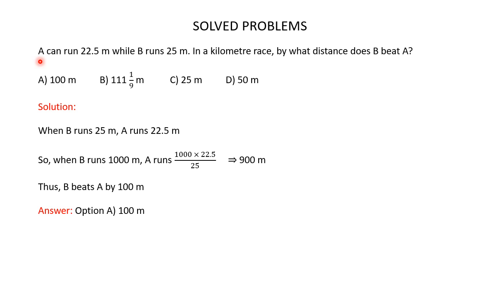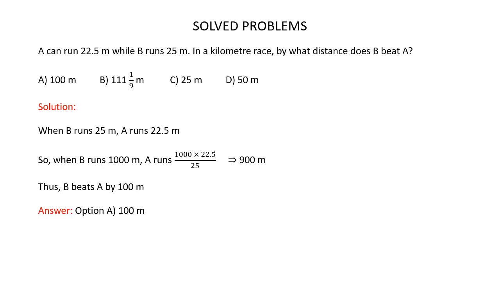A can run 22.5 meters while B runs 25 meters. In a kilometer race, by what distance does B beat A? Here you are given 4 options and you have to find out which of these options is the correct one. So it's given that when B runs 25 meters, A can run only 22.5 meters.